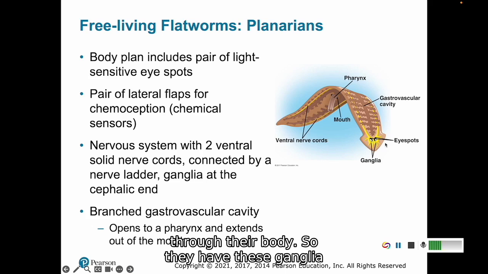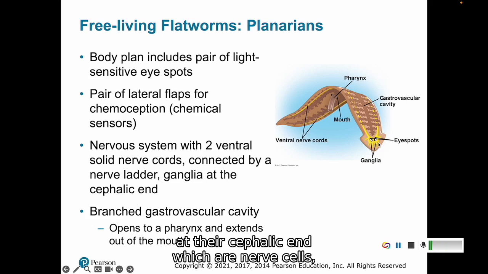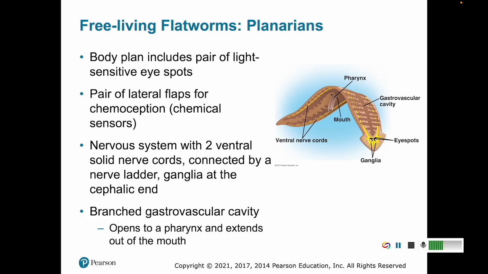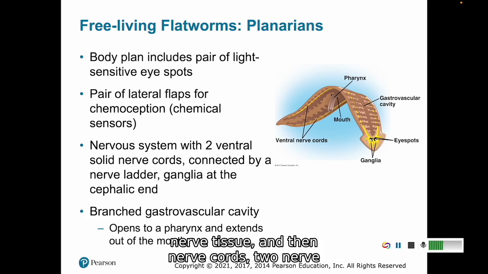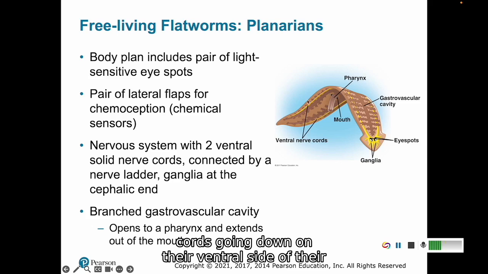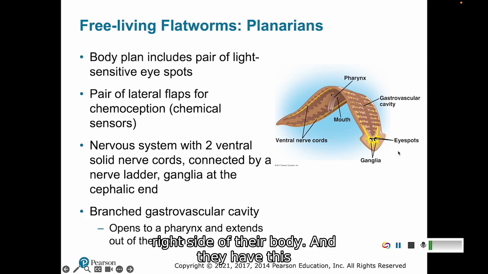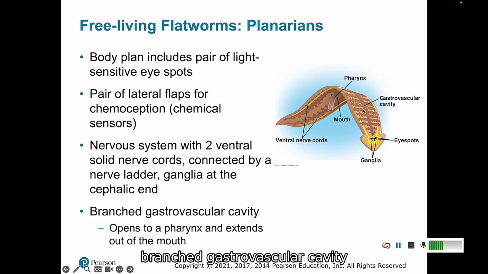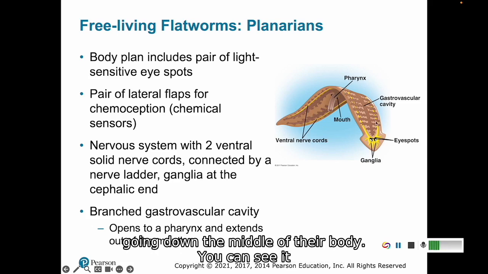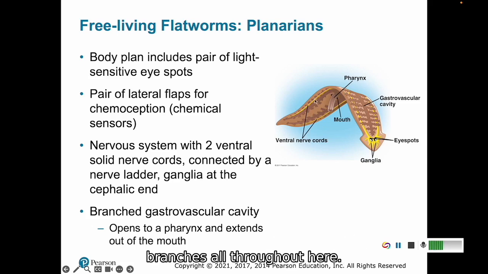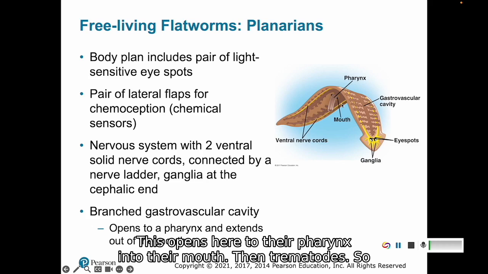So they have these ganglia at their cephalic end, which are nerve cells, nerve tissue, and then nerve cords, two nerve cords going down on the ventral side of their body, so down their belly side. Both left and right side of their body. And they have this branched gastrovascular cavity going down the middle of their body. You can see it branches all throughout here. This opens here to their pharynx and to their mouth.